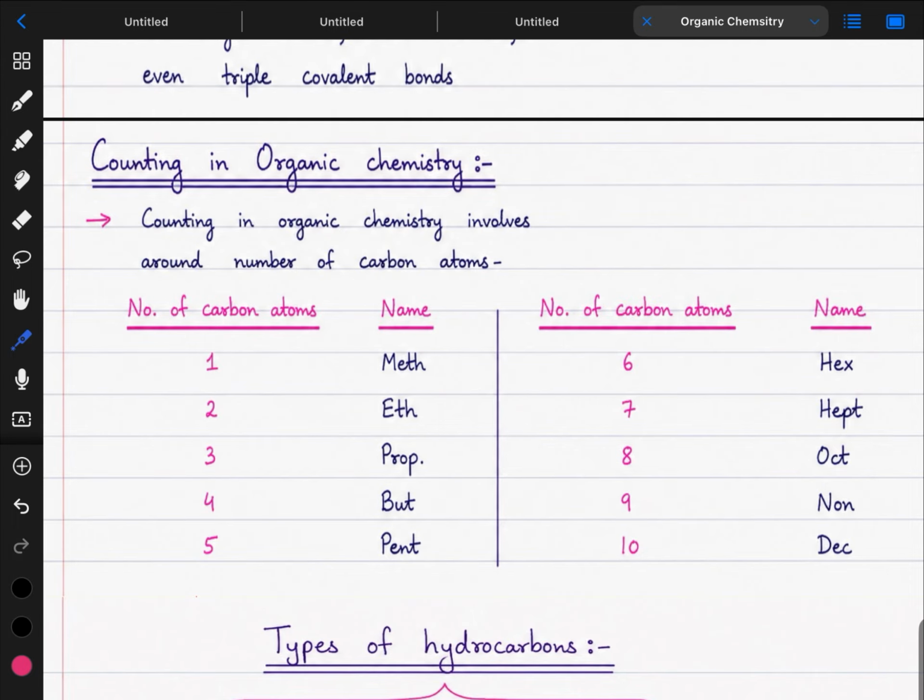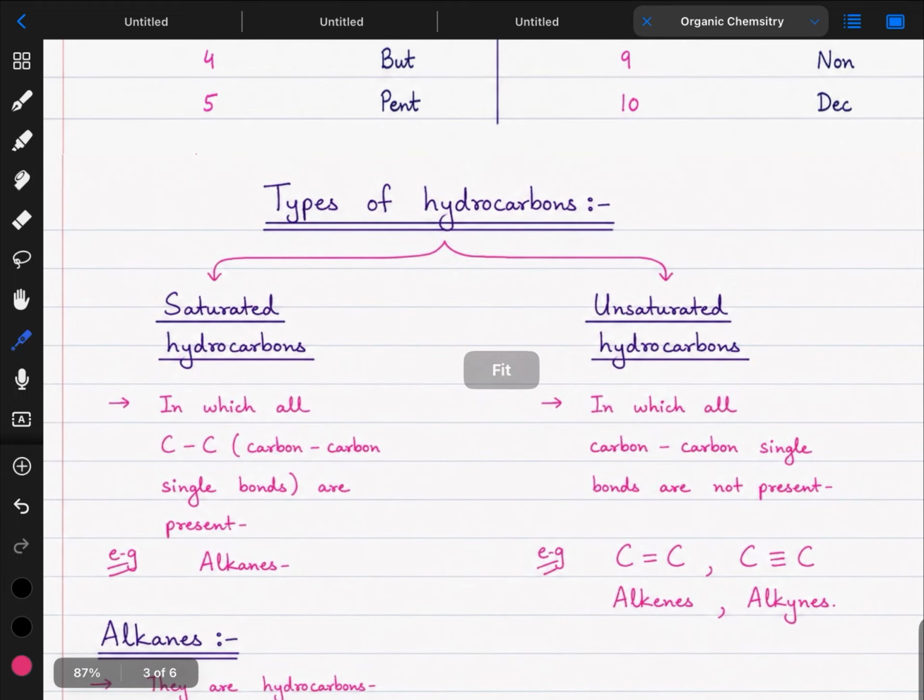Alright, let's read them. So a compound with one carbon atom is named meth, second is eth, third is prop, fourth is but, fifth is pent, sixth is hex, seventh is hept, eighth is oct, ninth is non, and tenth is dec.